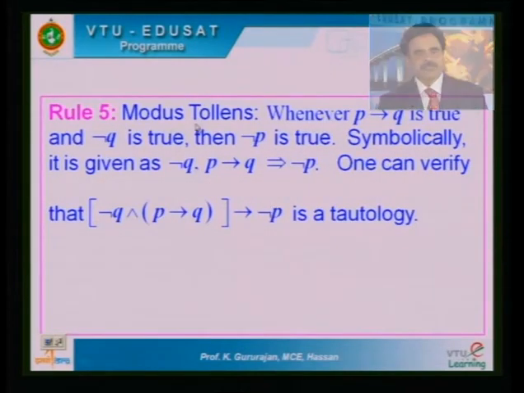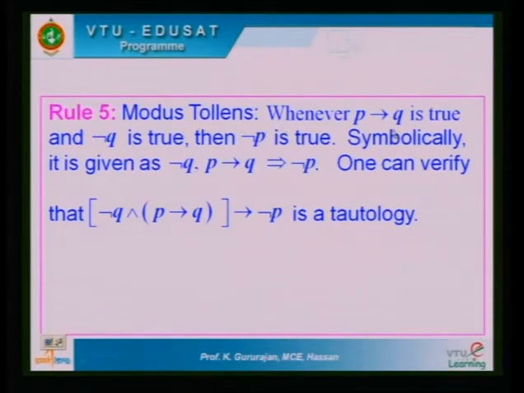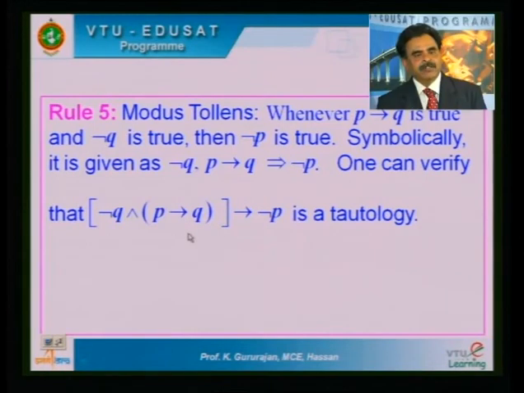The next rule is modus tollens, which says the following: if P implying Q is true and negation Q is true, then negation P is certainly true. Symbolically, negation Q and P implying Q together imply negation P. Once again, this will happen because this formula is a tautology. You can verify it by constructing the truth table, because there are only two variables P and Q with four rows. Remember, modus ponens and modus tollens will be used a number of times in the derivation.